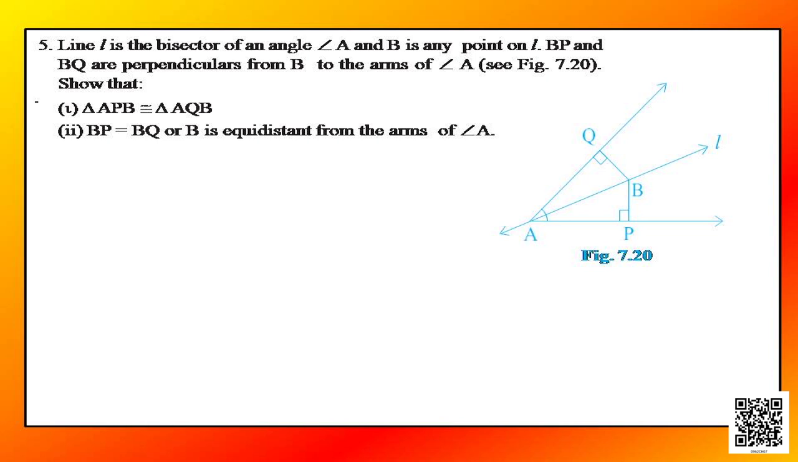Students, let us discuss question number 5. It says line L is the bisector of an angle, that is angle A, and B is any point on L. BP and BQ are perpendiculars from B to the arms of angle A. Show that triangle APB is congruent to triangle AQB and BP is equal to BQ, or B is equidistant from the arms of angle A.